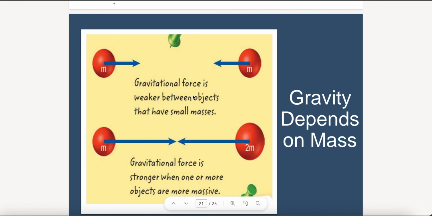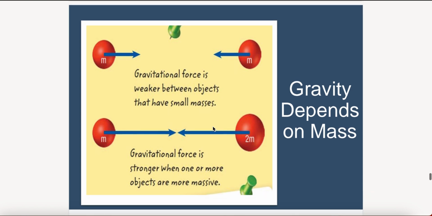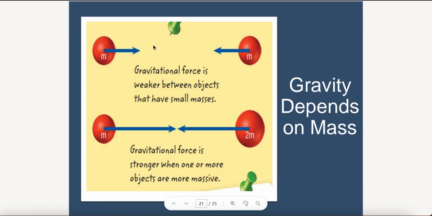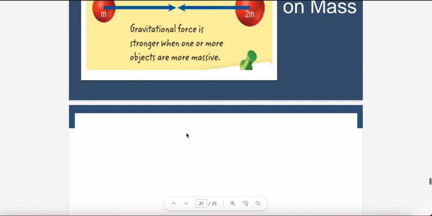Gravitational force is weaker between objects that have small masses. So objects with small masses are not going to be that strong, it's going to be weaker. But in the bottom part, it says gravitational force is stronger when one or more objects are more massive. Here it's stronger, not weaker like the top one. So it's stronger when these two objects are more massive. That's all you should know.